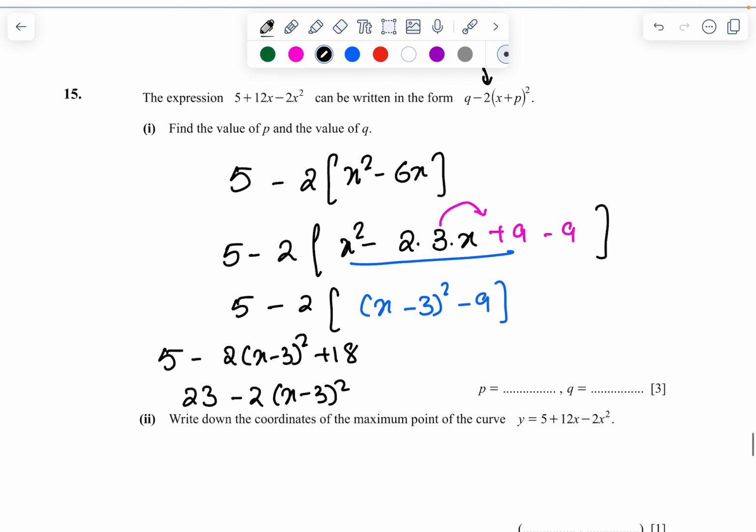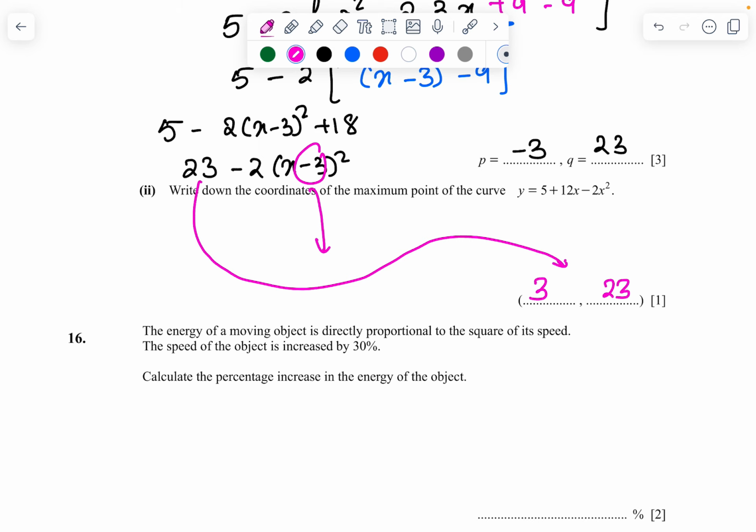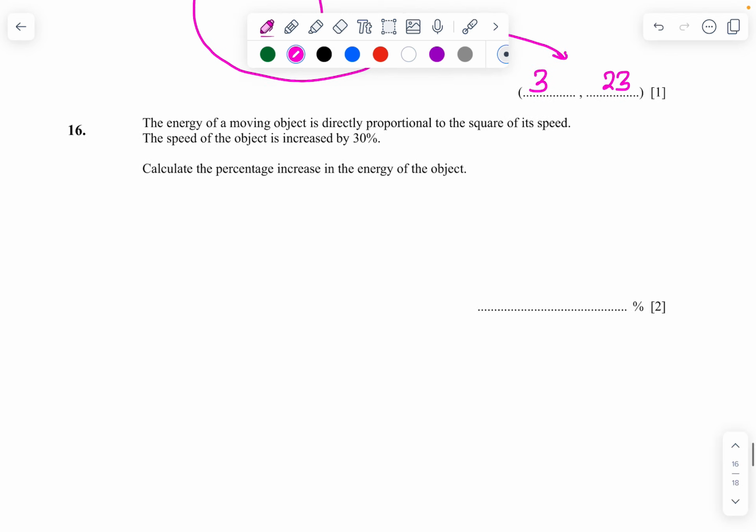So what is the p value and q value? P value is negative 3 and q value is 23. Write down the coordinates of the maximum point. So whenever I get the coordinates of the maximum point, what is the shortcut method? Opposite symbol, negative 3 becomes positive 3, and the same symbol, 23. This is going to be the maximum point. Next, question number 16.